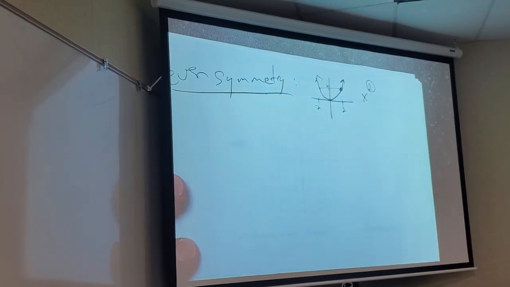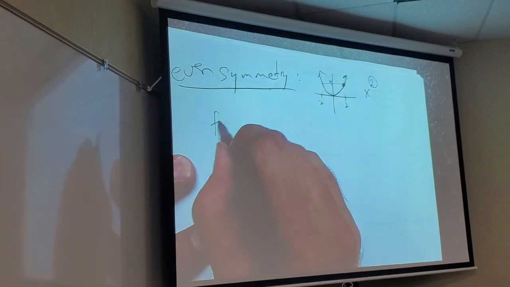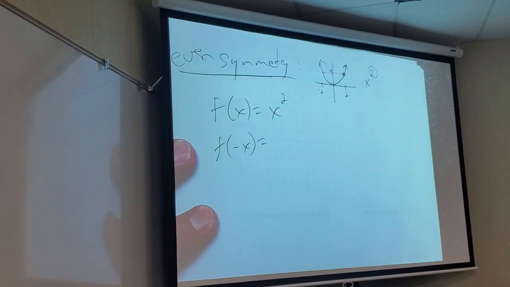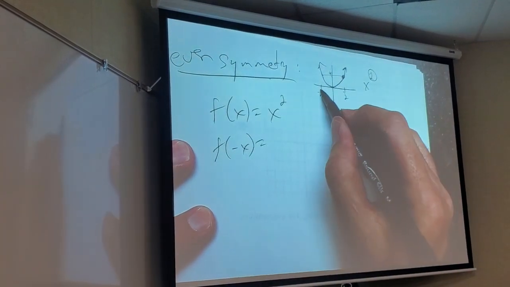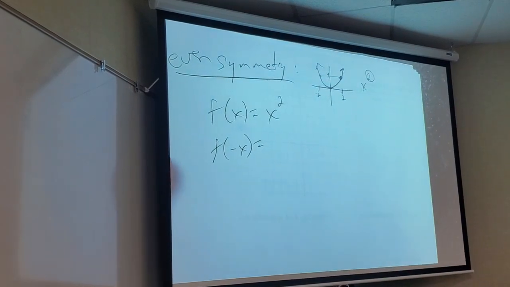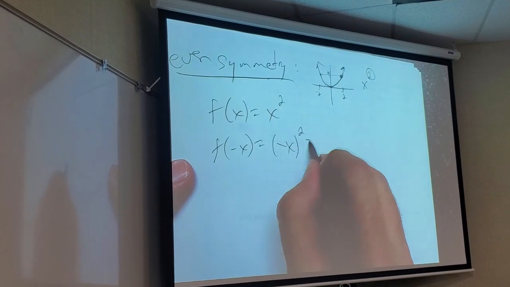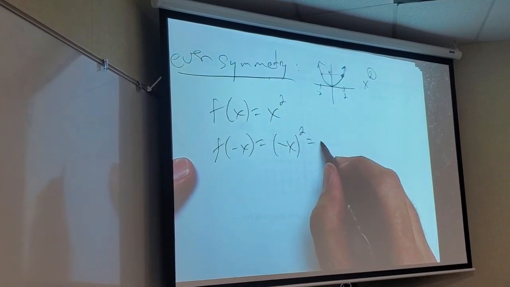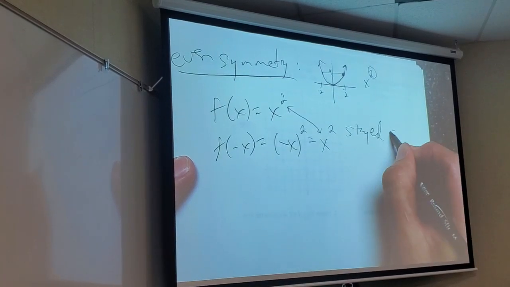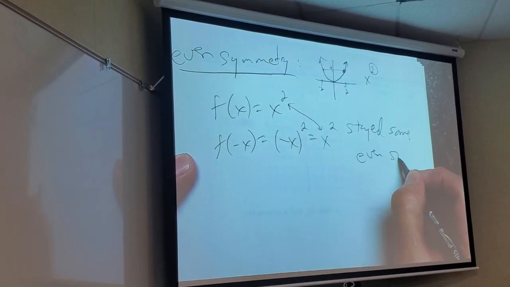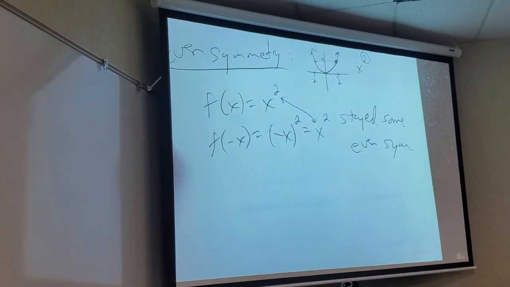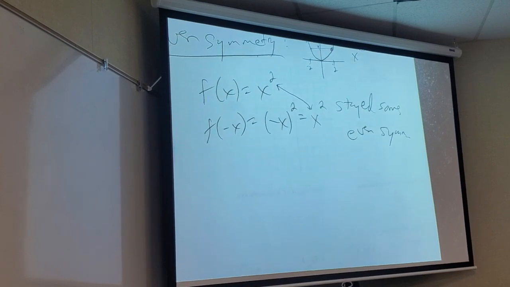So here's a test for even symmetry. If I have a function like x squared, when I plug a negative x in, so if I put a negative input in and the output remains the same, that's evenly symmetric. So what happens when I put a negative x in? It's going to be x squared. So it's the same thing. It stayed the same, so it's got even symmetry. All right, so what about odd symmetry?